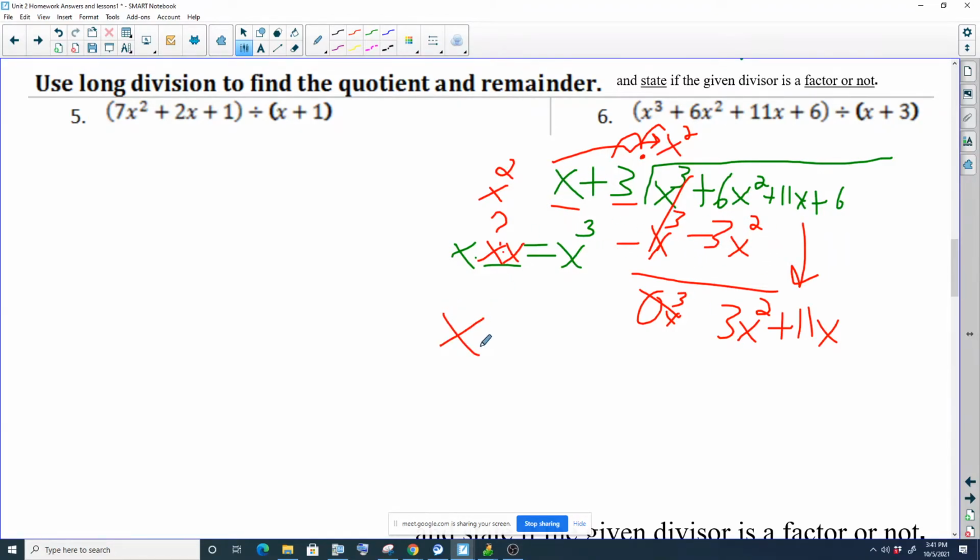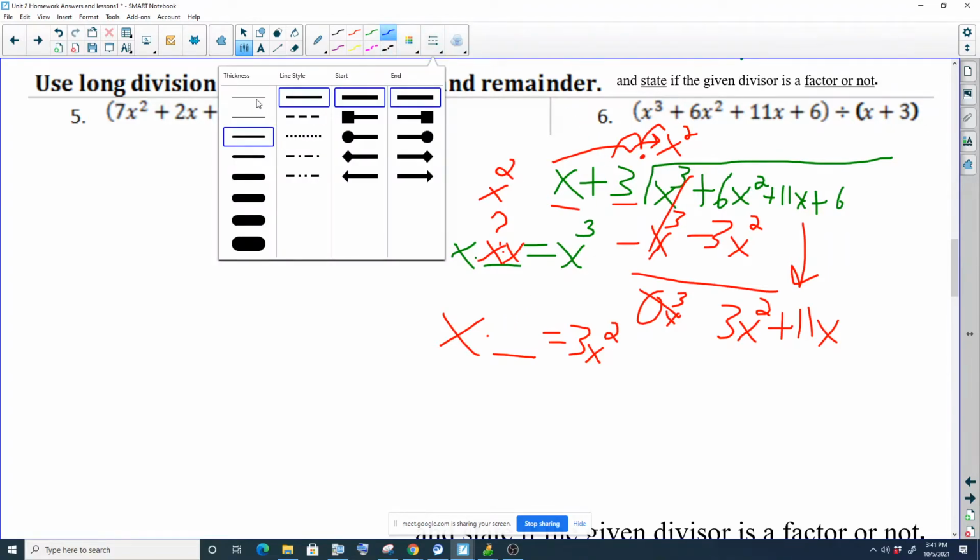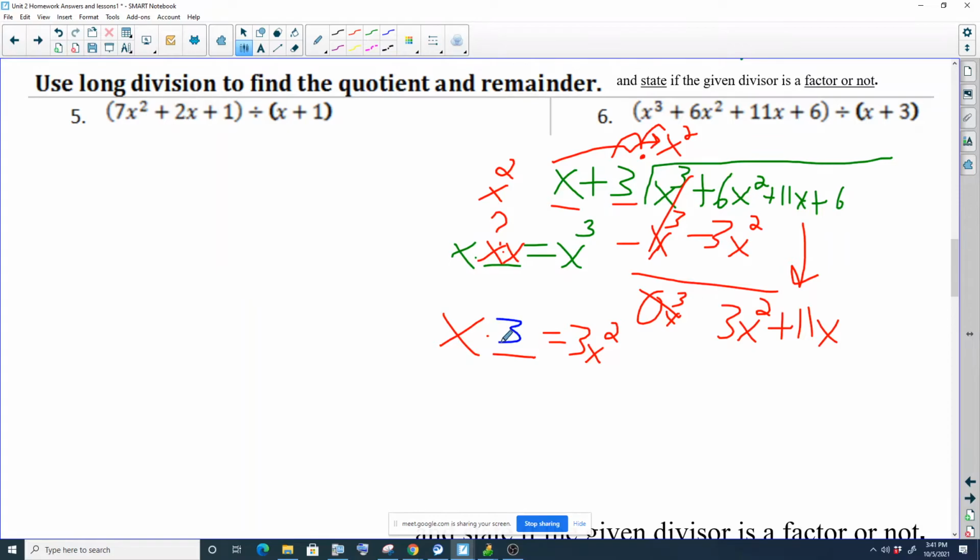So how does x times something become 3x squared? Well, we need a 3 first of all, right? We need x times 3 to get a 3x. But Reagan, do you have a guess? What else do we need? x times something is x squared. What do you think that other something is that we need? x. Good job. So x times x is x squared.